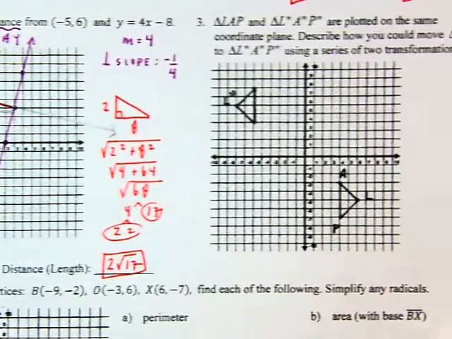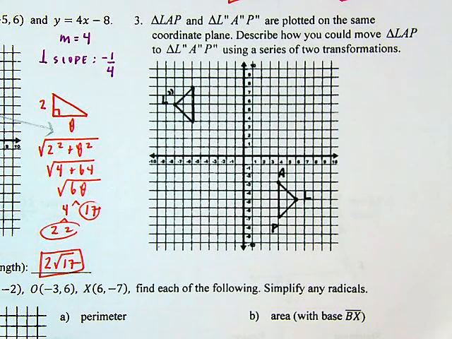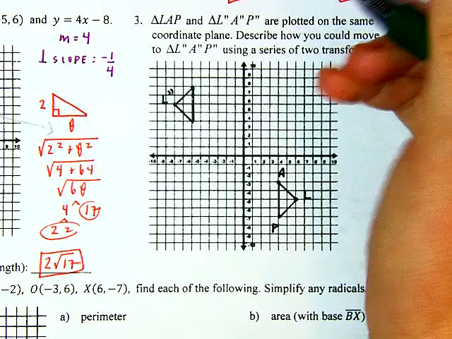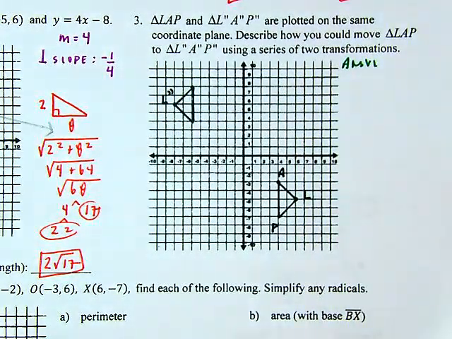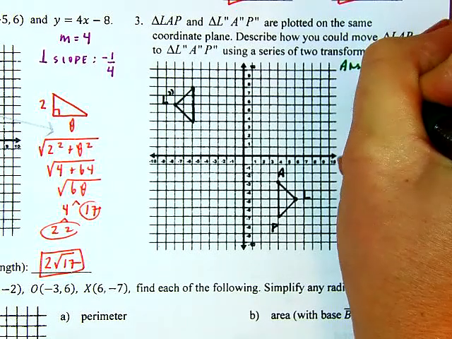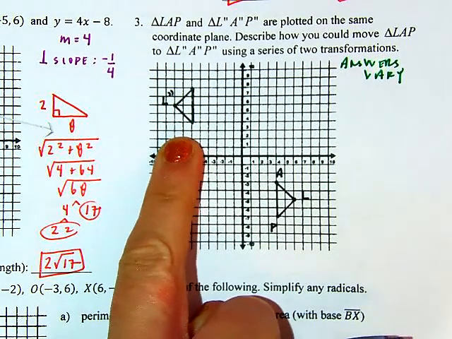Okay, next up, here I have 2 triangles that are graphed. They're plotted on the same coordinate plane, and we are to describe how to move one to the other using a series of 2 transformations. I'm going to remind you that our answers can vary here, and there are many, many different ways you could get there. Let me make sure that W looks right. So how are we moving this triangle into this triangle's position?